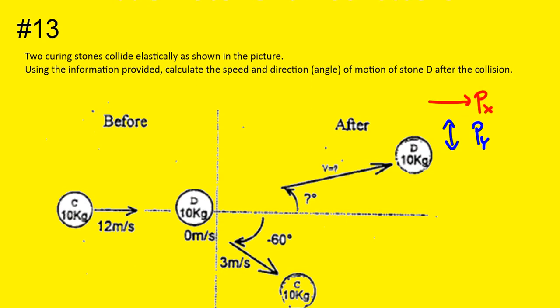We're now ready to start number 13. So number 13 is your two-dimensional collision problem.